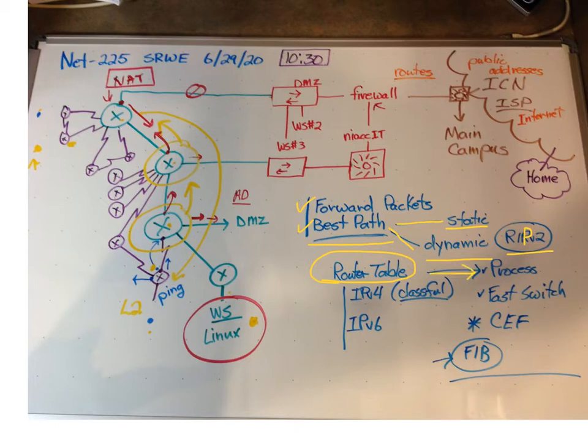We can do that by either process switching, where the CPU looks up every packet, fast forwarding, look up the first packet and then forward the rest based on that, or Cisco Express Forwarding. It creates a forwarding information base of information that then it can just move the traffic through. This is the easiest way to think about routing right now, but this is how it's actually done.